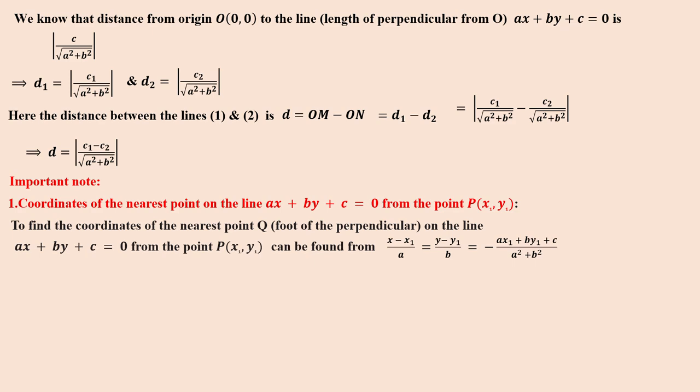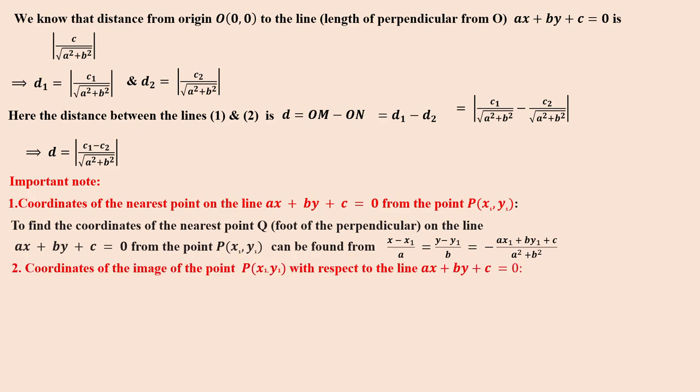Suppose a point is given, p(x1, y1), and a line is given, ax plus by plus c equal to 0. So we have to find a point on the line which is nearest to the point p(x1, y1). So that is the formula. From this formula you can easily find the coordinate of that point which is lying on that line nearest to the point p(x1, y1).